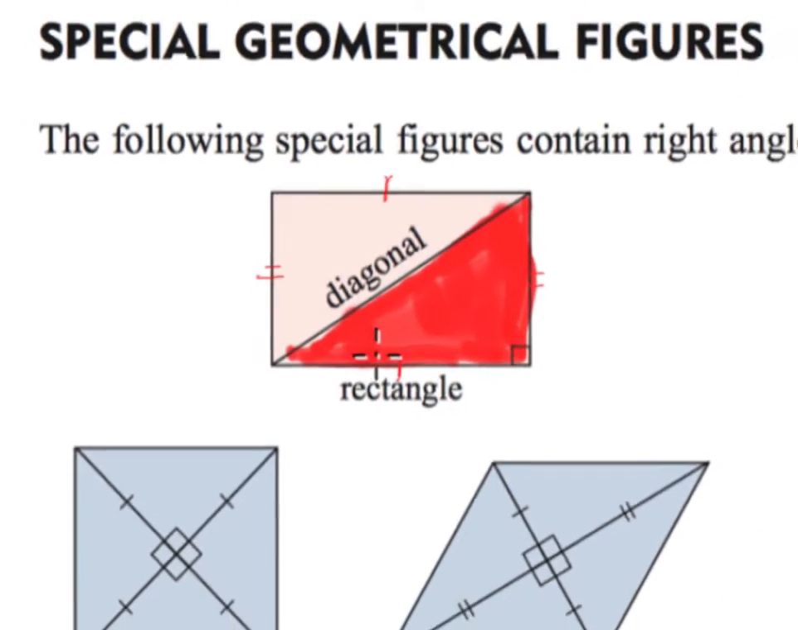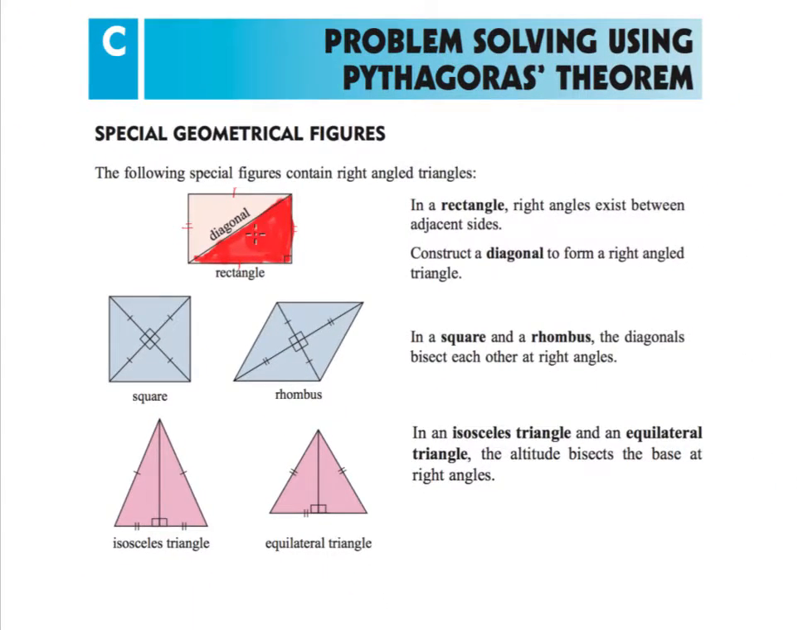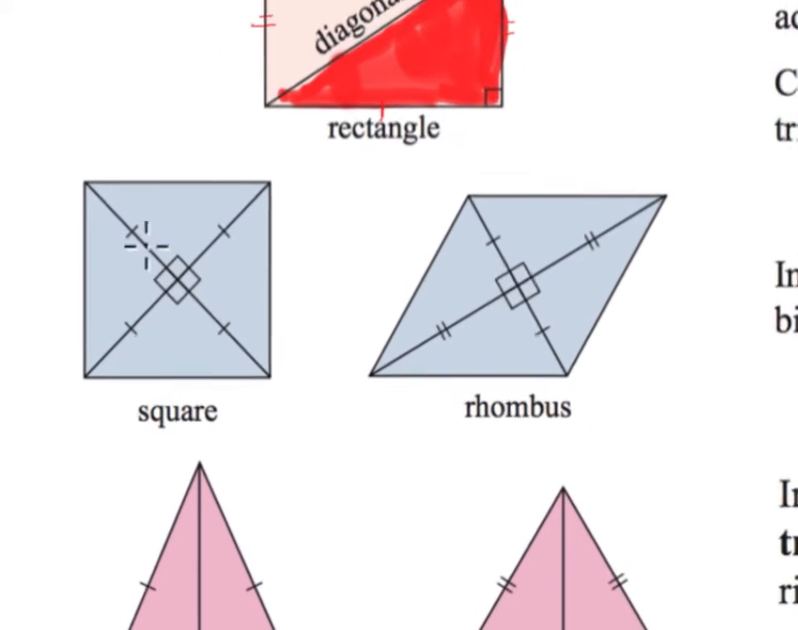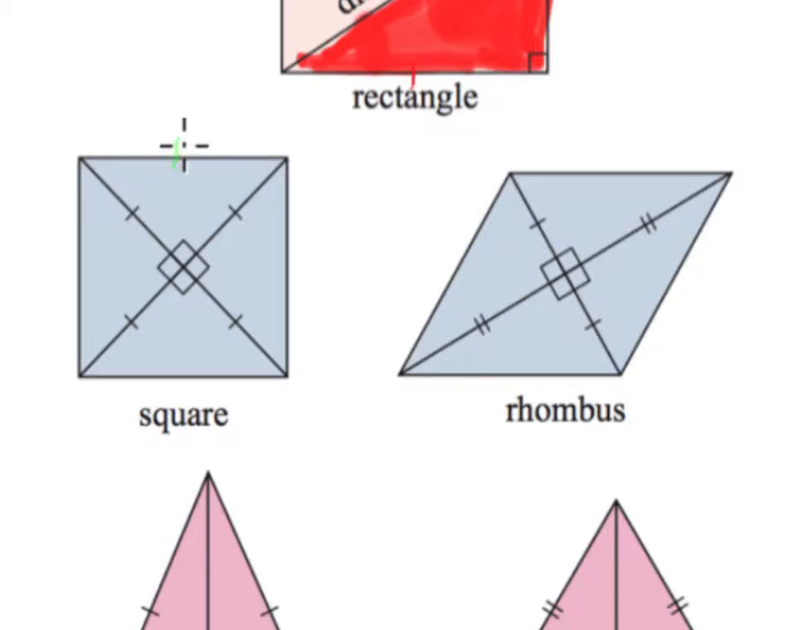Next, let's review our knowledge of squares and rhombuses. In a square and a rhombus, the diagonals bisect each other at right angles. So recall, squares and rhombuses have all sides that are congruent. So that means on this square, all four sides have equal length. The two diagonals are perpendicular bisectors of each other. So that means that inside a square, we have four right triangles that are formed.